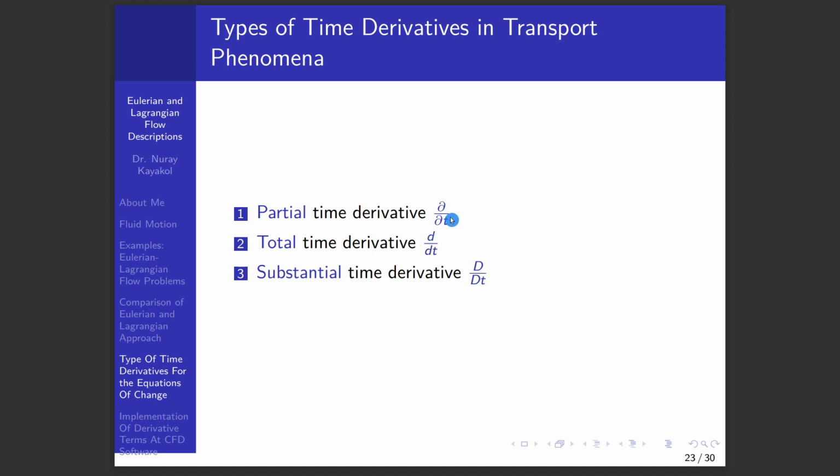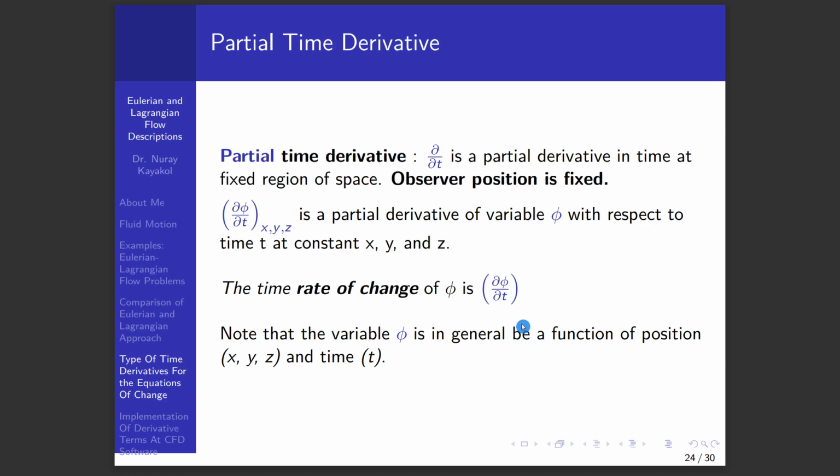This letter is the partial operator. The other one is the substantial derivative, that is the big D over Dt. Now we will learn these terms in detail. Partial derivative. Partial derivative actually is when the observer position is fixed.